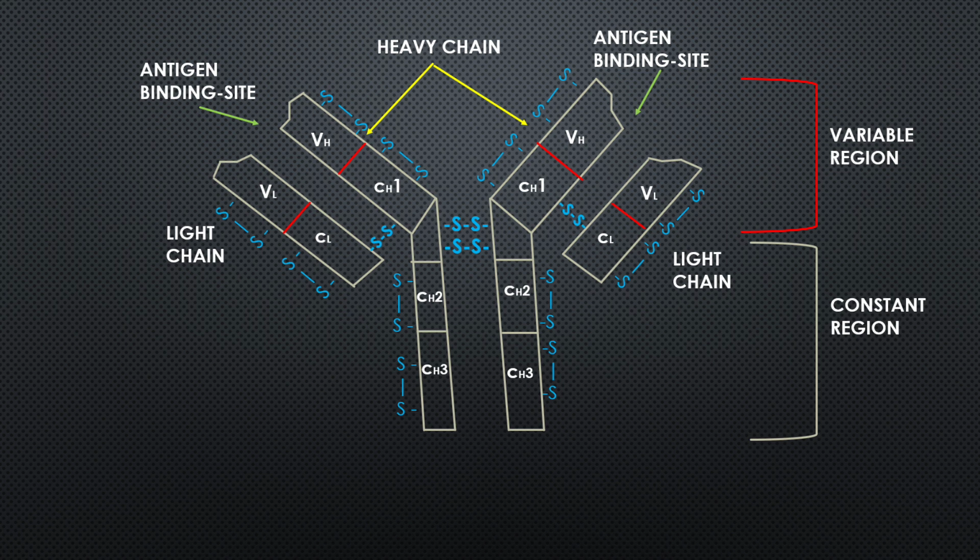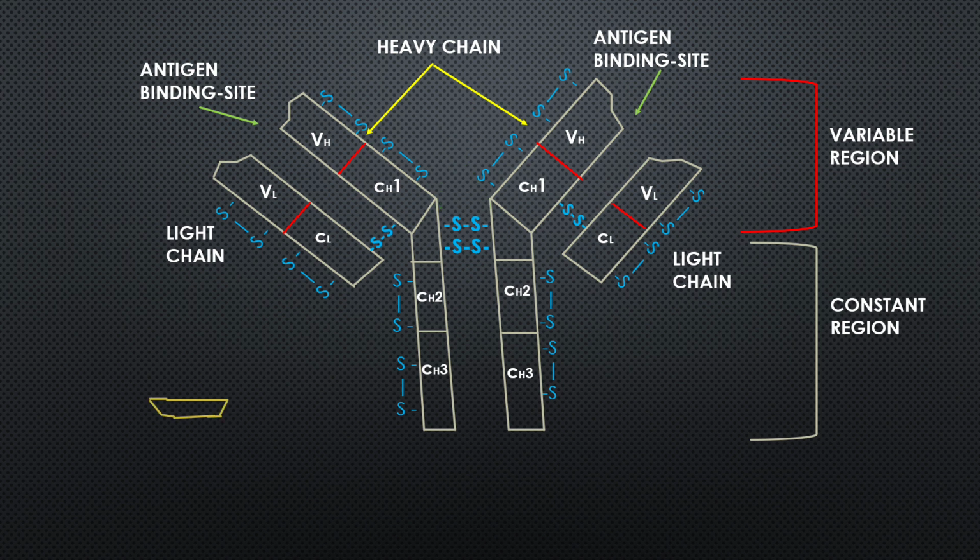Now the region between CH1 and CH2 is known as the hinge region. This region gives the flexibility to the antibody to bind with an antigen. IgM and IgE lack this hinge region, so they have another extra CH chain, that is known as CH4.